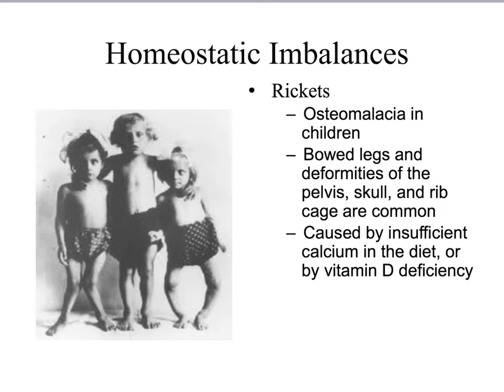Rickets is osteomalacia in children, and it causes bowed legs and deformities of the pelvis, skull, and rib cage, and is caused again by insufficient calcium in the diet or by not enough vitamin D either.